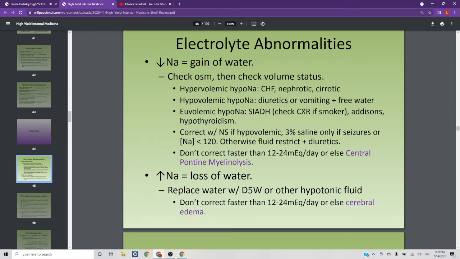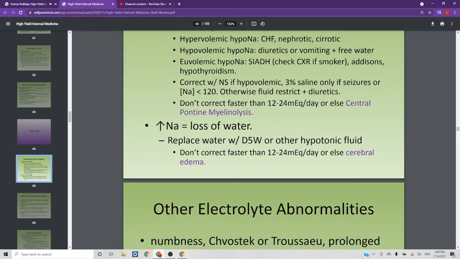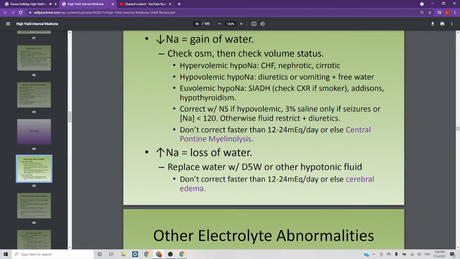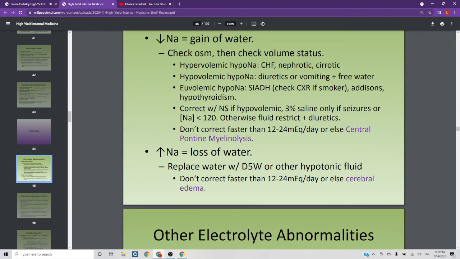So normal saline, obviously, anytime the patient is hypotensive or shows symptoms of being fluid down, just give them normal saline because that's how we resuscitate them. The only time you would give hypertonic saline, 3% saline, is if they're symptomatic, if they're having seizures related to the low sodium, or if their sodium's in the toilet, less than 120. Otherwise, if they're not volume down, and if they're not having seizures, you just fluid restrict them and wait for the fluid balance to come back into equilibrium. Why don't we want to treat this too fast?